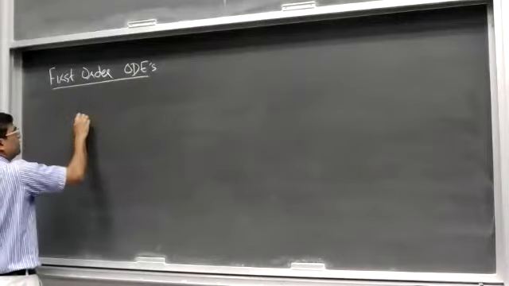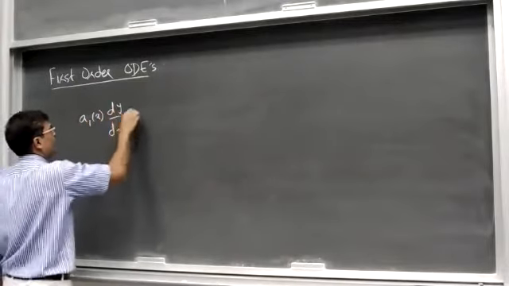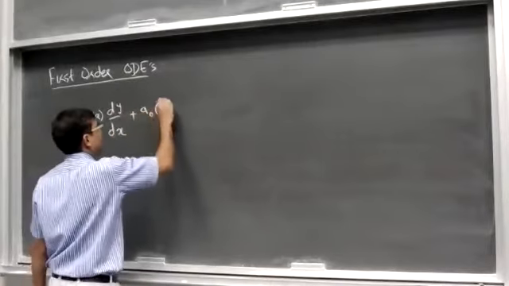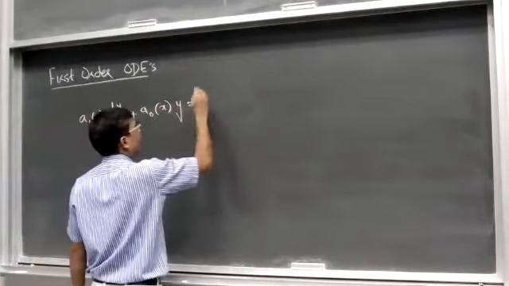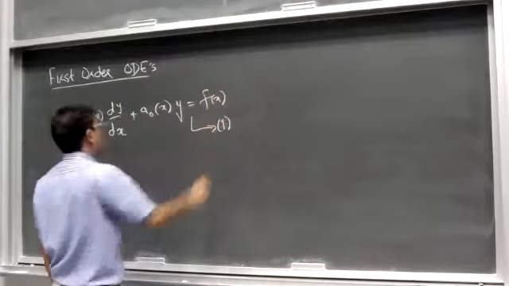As I told you, we can write first order ODE in this form, general: a_1(x) dy/dx plus a_0(x) y is equal to some function small f(x). Write it in this form. We call it equation 1.